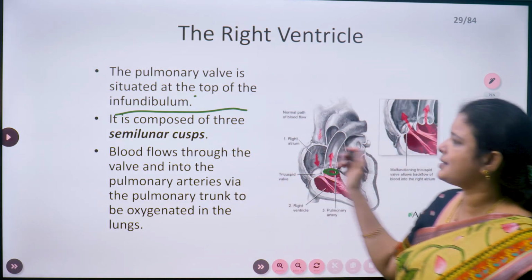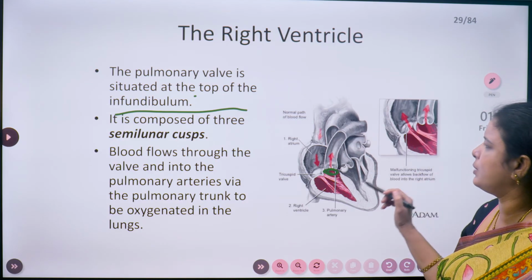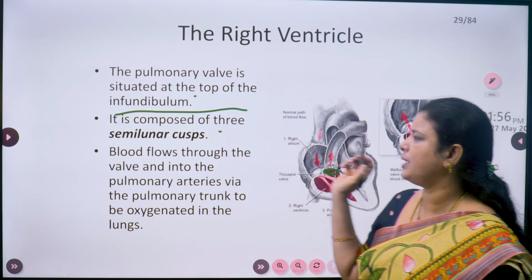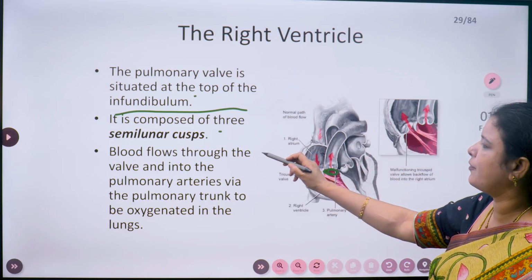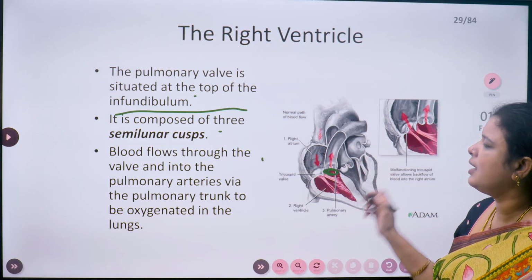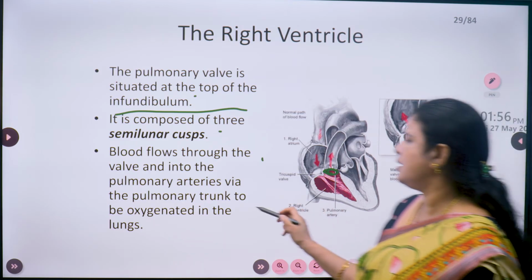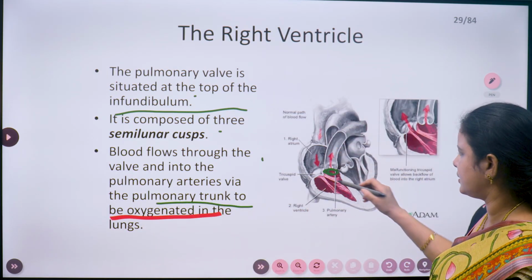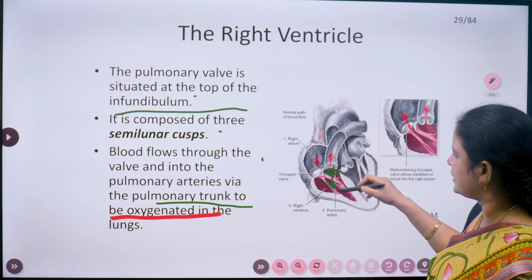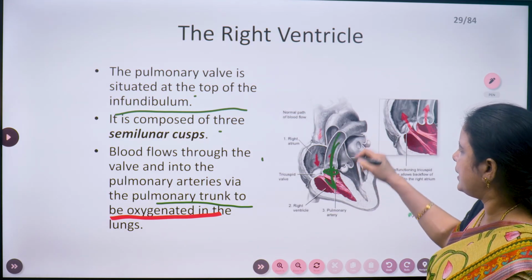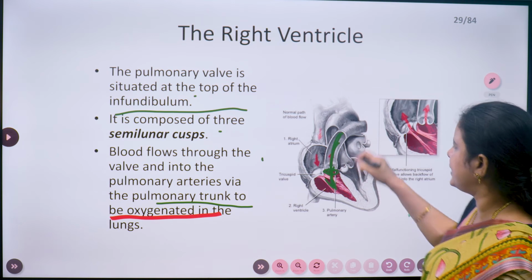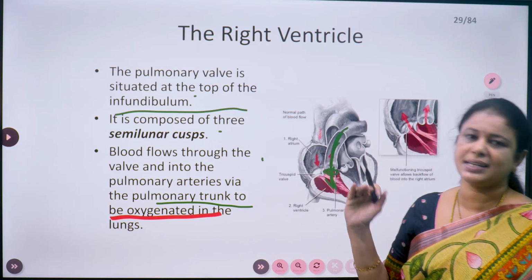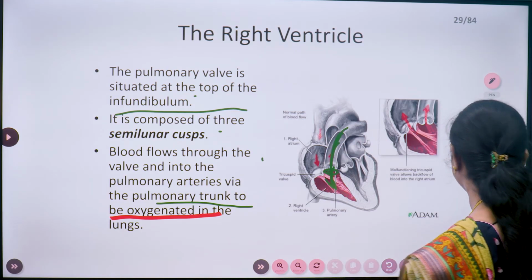It is composed of 3 semilunar cusps, and blood flows through the valve and into the pulmonary arteries via the pulmonary trunk to be oxygenated in the lungs. So the blood from the right ventricle is pushed into the pulmonary artery. This blood is pumped to the lungs for oxygenation, or for exchanging the gases.